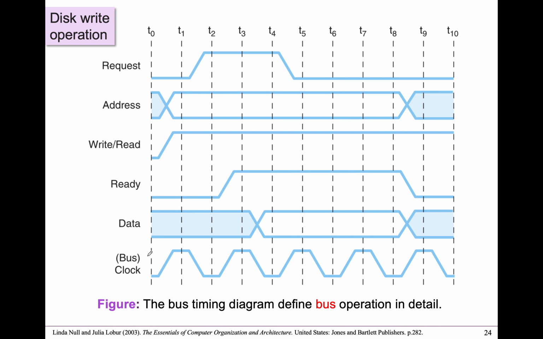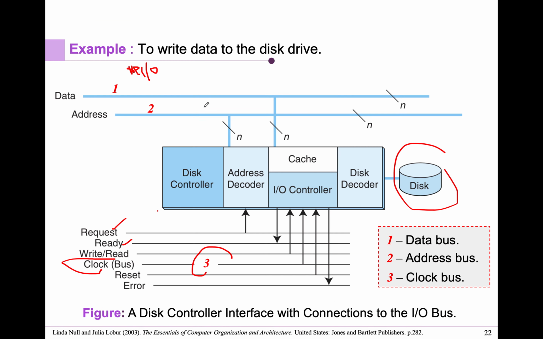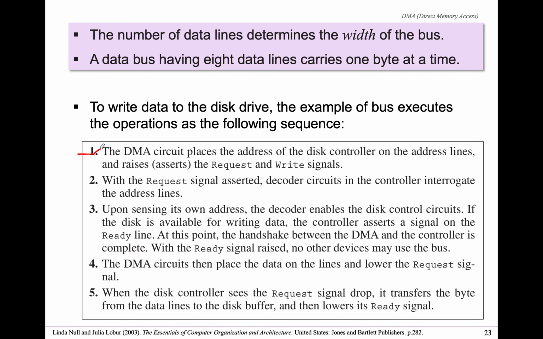You can see you have the bus clock. This is not a must, okay, because there are several ways. Let's say for a clock, maybe at T1 it's going to be low. It depends. So in this example, it's going to look like this. The flow depends on the first step: the DMA circuit places the address of the disk controller on the address line, and then the request and write signals.